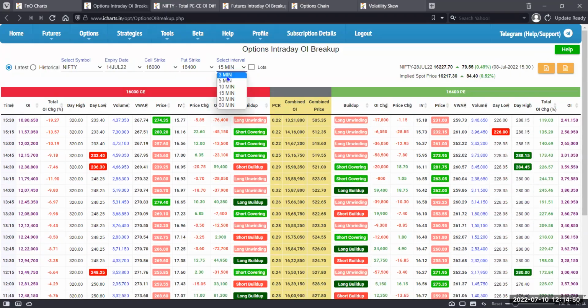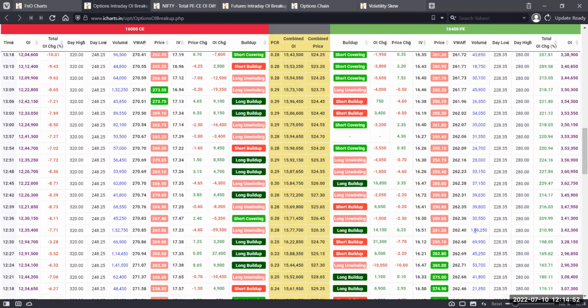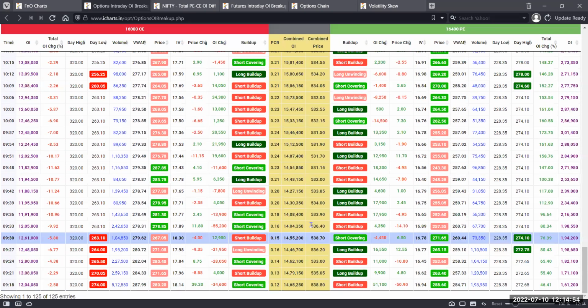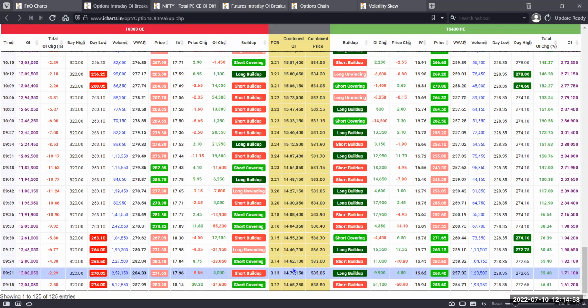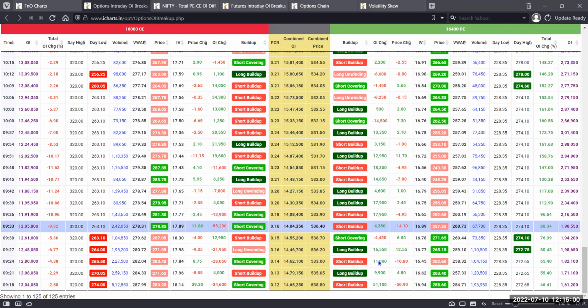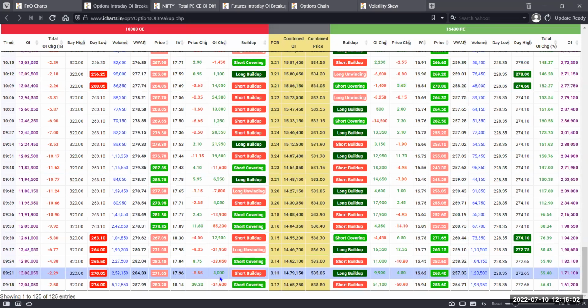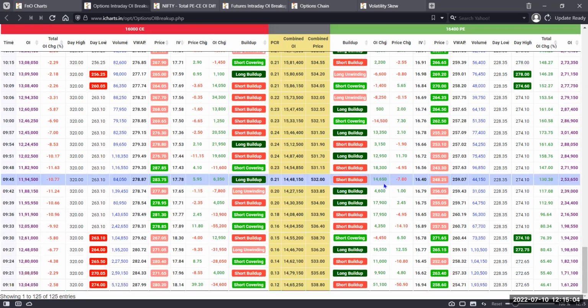You can even check the 3-minute level. It depends on how deep an analysis you want. Now here, focus on OI changes.